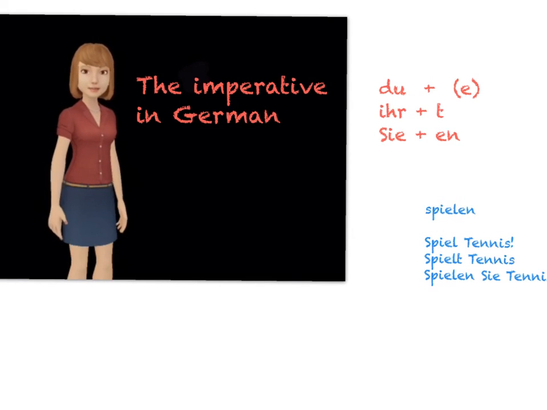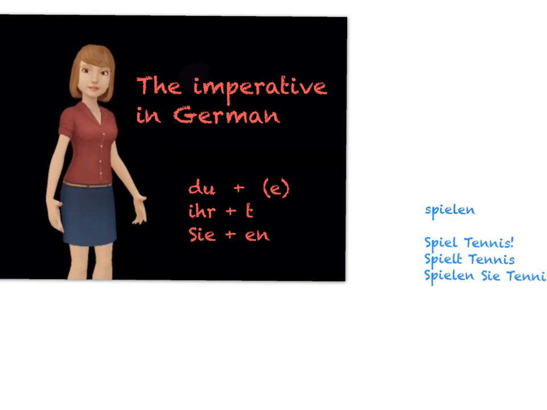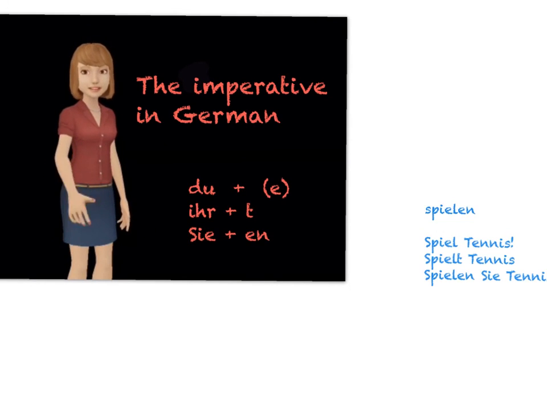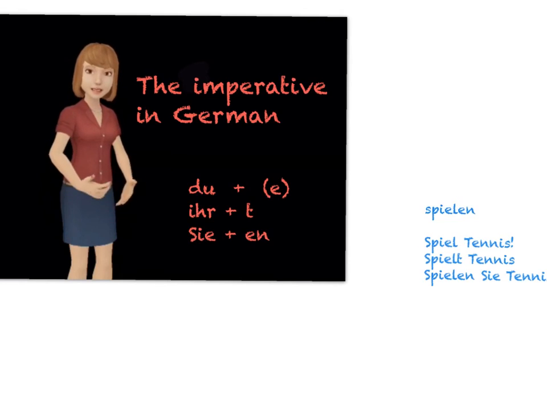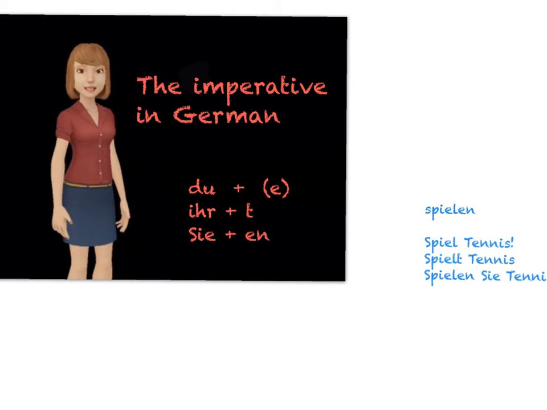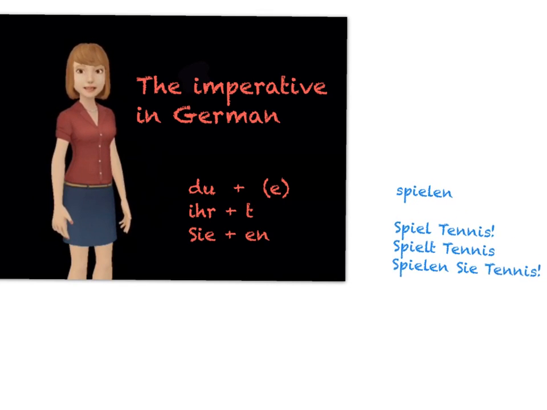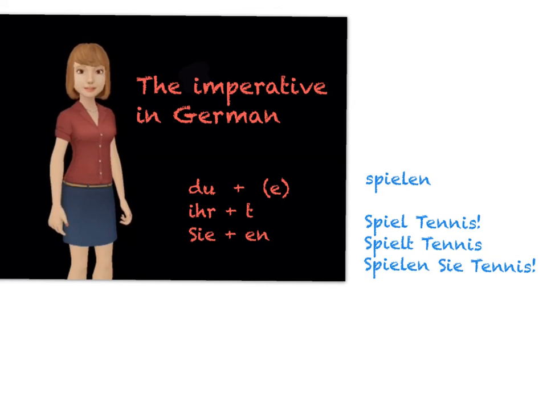So, there we have it, the imperative in German. Used for orders, instructions, or requests. Always used with you in German. Three forms of you in German, du, ihr, or Sie. To form the imperative, for du, you add an e to the verb stem, or you simply do not bother saying it or even writing it. For ihr, you add a t to the stem. And for the polite form Sie, you add en to the stem, and remember to put Sie after the verb. For example, spielen, to play, would be spiel Tennis, spielt Tennis, and spielen Sie Tennis.